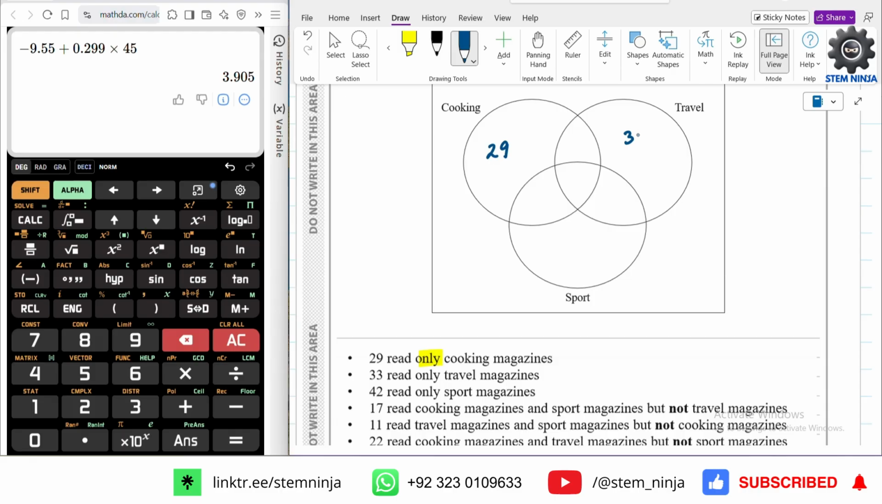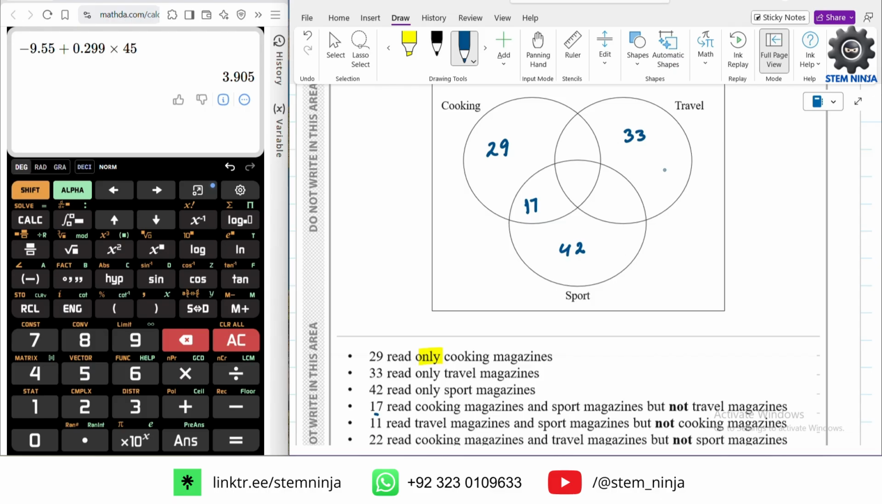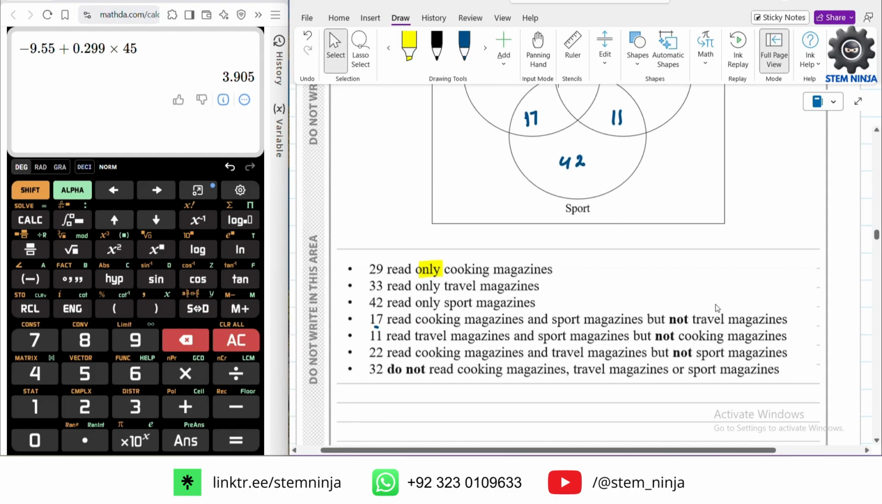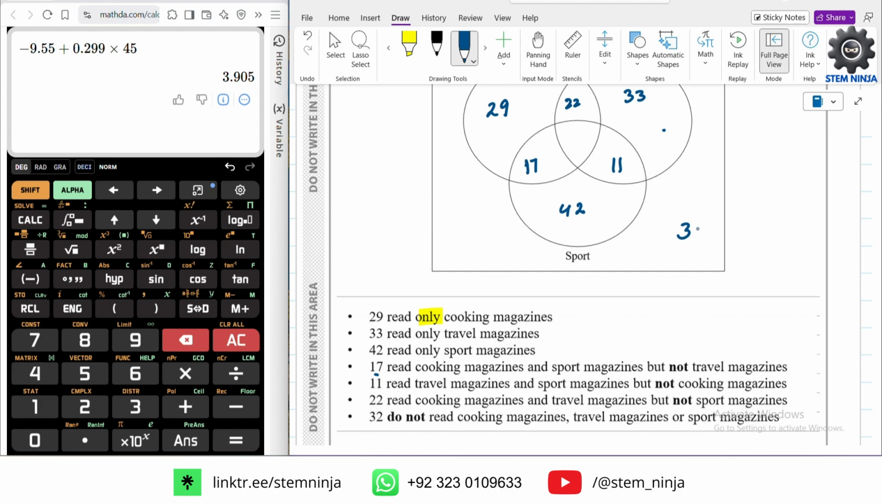33 read only travel magazines, 42 read only sport magazines, 17 read cooking magazines and sport magazines, but not travel magazines. So this would be over here, 17, right? And 11 read travel magazines and sport magazines, but not cooking magazines. 22 read cooking magazines and travel magazines, but not sport magazines. 32 do not read cooking magazines, travel magazines, or sport magazines. So 32 would be outside.